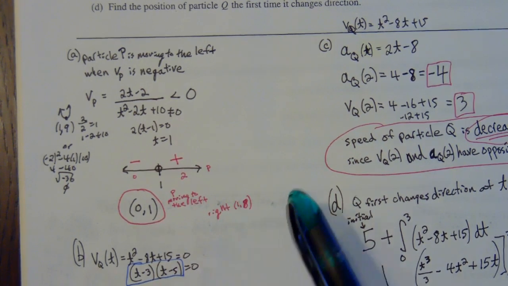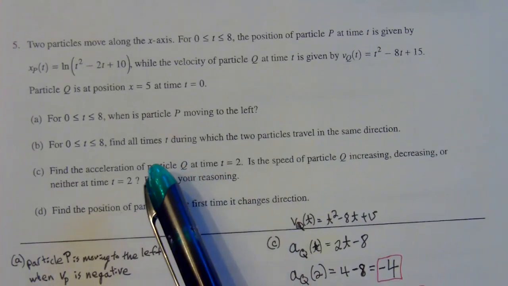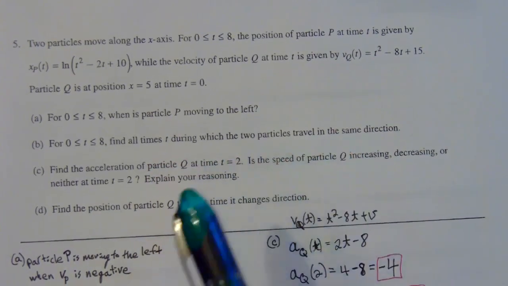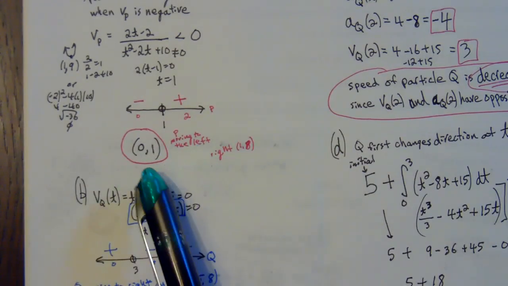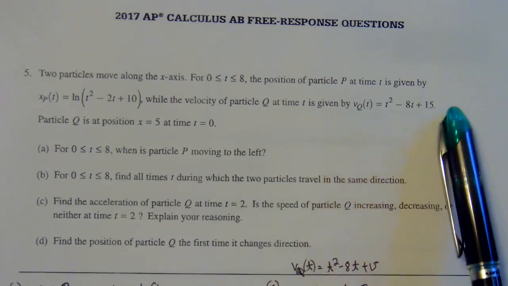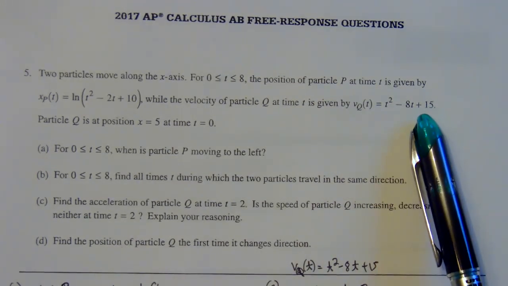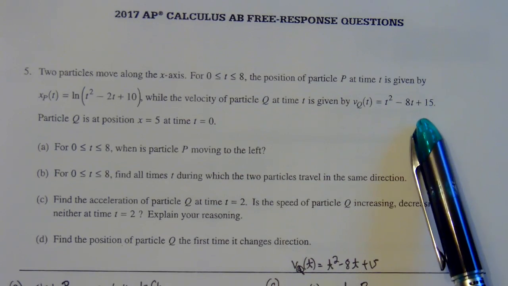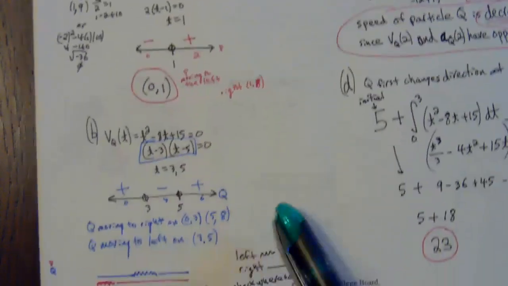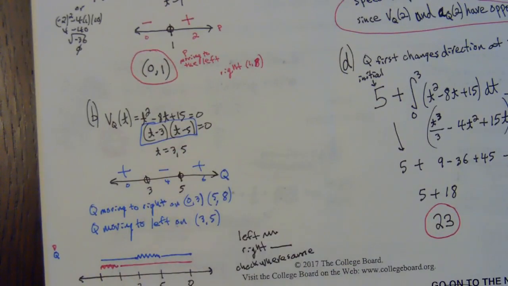Now, part B says, which times is the particle traveling in the same direction? So the two different particles, when are they going in the same direction? Now, I already know here from part A when particle P is moving to the left and to the right, but I don't know where particle Q is moving to the left and to the right. Now, this is actually an easier problem for particle Q. So I'm going to take that one, I'm going to figure out where it's equal to 0 first. And then I want to do my number line thing to figure out where it's positive, negative, where it's greater than 0, where it's less than 0.